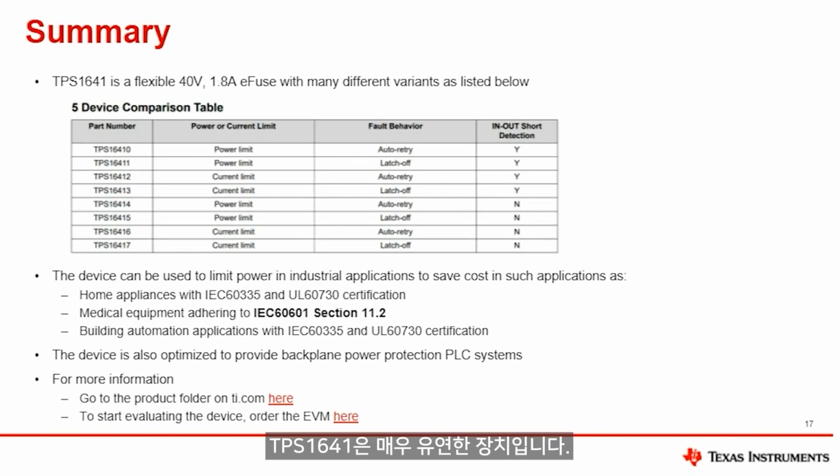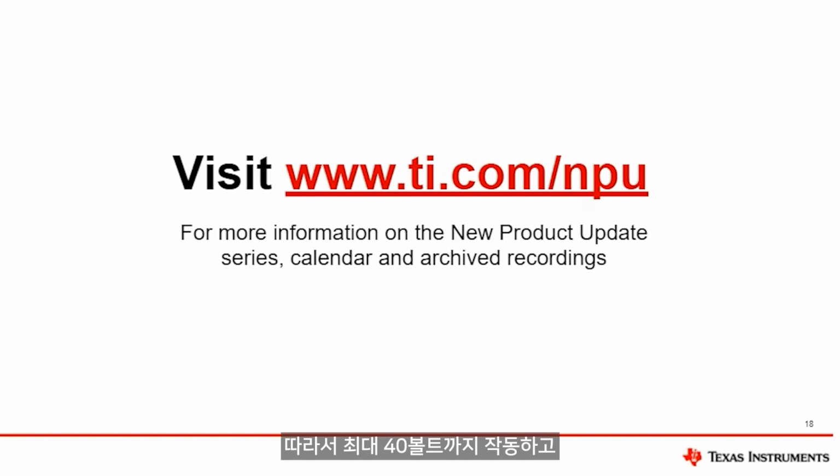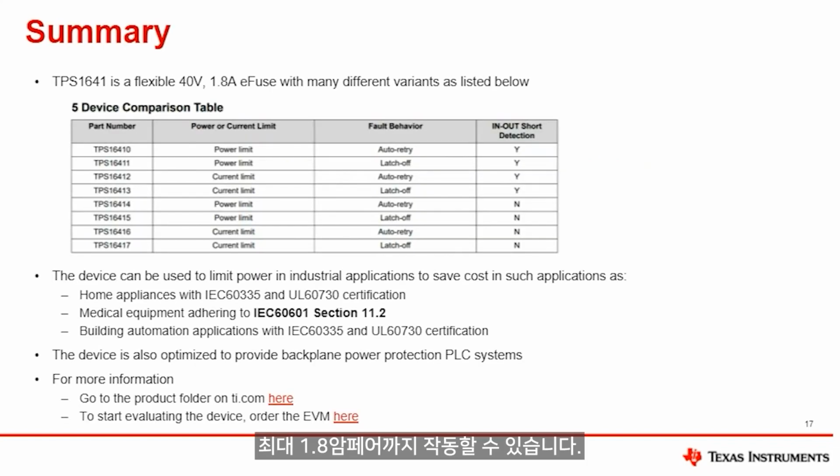The TPS1641 is a very flexible device, so it can operate up to 40 volts and up to 1.8 amps. And there are 8 different devices that we have, so it can really help to cover a broad range of applications you may have for this device.